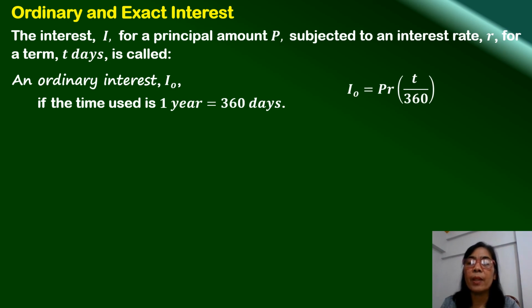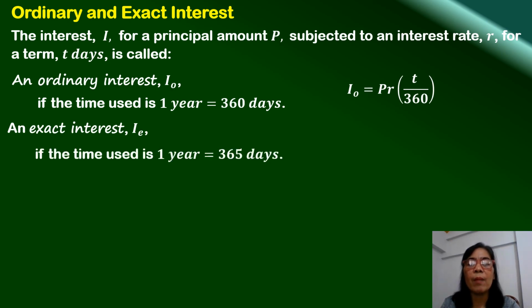the number of days. An exact interest I sub E is obtained if the time used is the actual number of days in a common year, which is 1 year is equal to 365 days. So I sub E is computed as the principal amount times the rate times the time in days divided by 365.